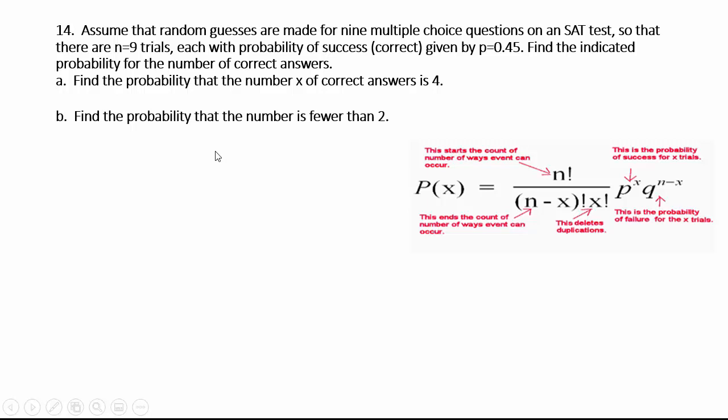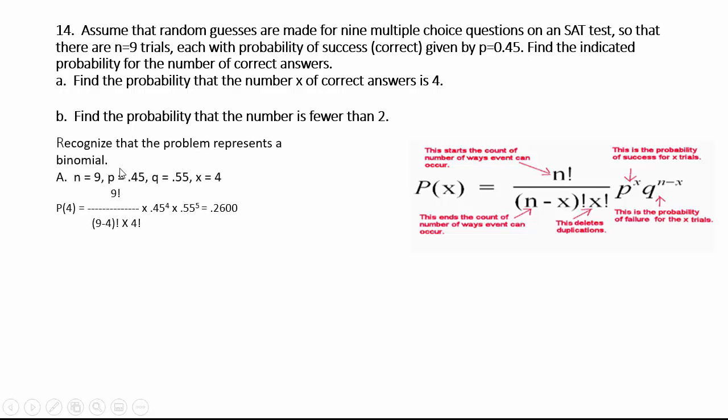Okay, so here we go. It's binomial formula time. Recognize that it's a binomial, and for A, we have n equals 9, p equals 0.45, given to us. q would be 0.55, which is 1 minus 0.45. And we want the probability that x is 4. So we take n factorial, which is 9 factorial, over 9 minus 4 factorial times 4 factorial. This gives us the number of combinations you can make of 4 things out of 9 things.